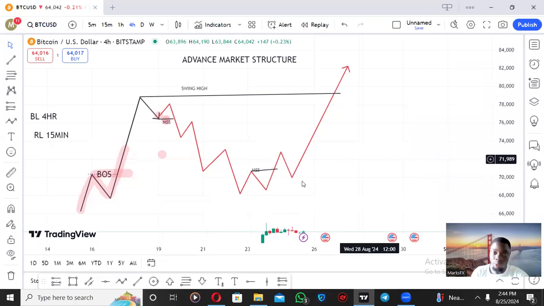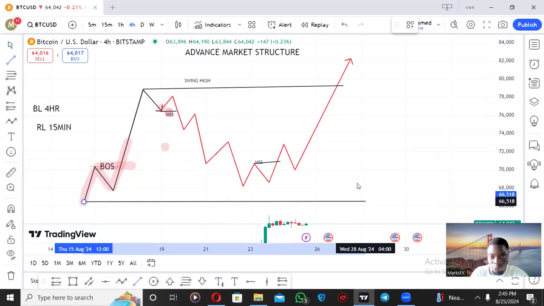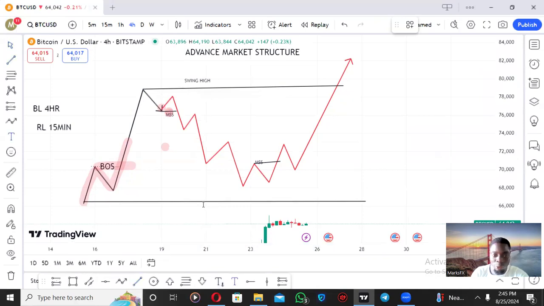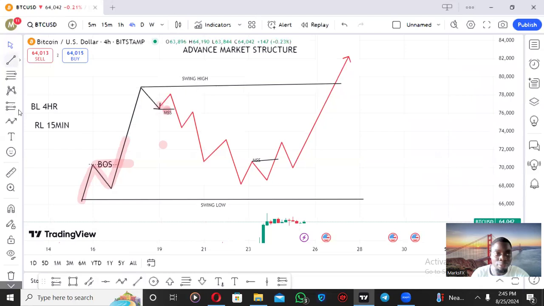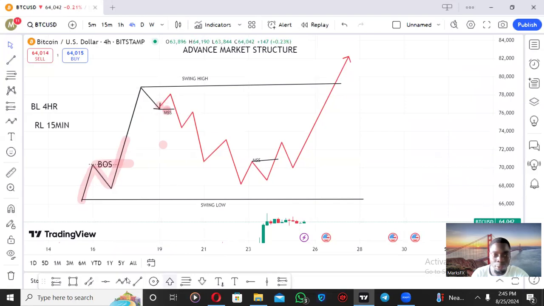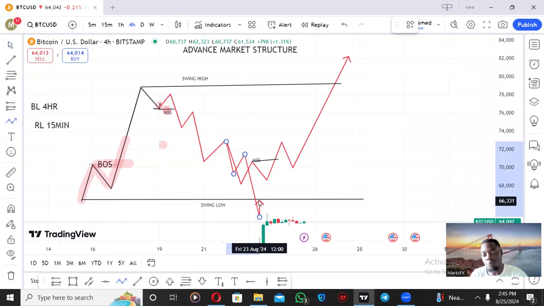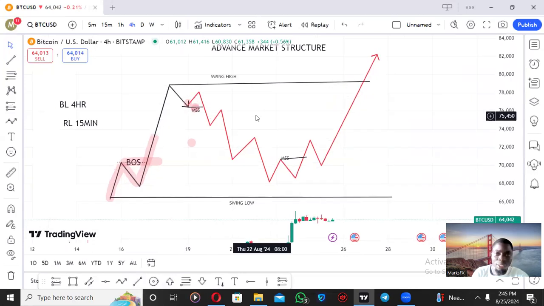The lowest point that price made before pushing upwards is this point. So that means this point is your swing low. Assuming as price was coming down here, price closed with a candle below this, we are bearish. But if price failed, started pushing up and took out this swing high, we are bullish. So this is another market structure.